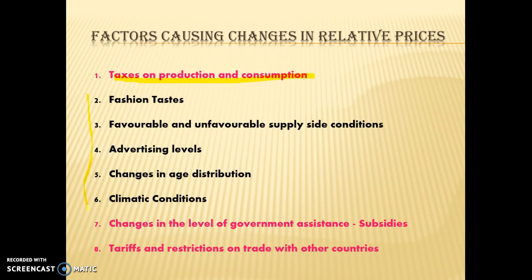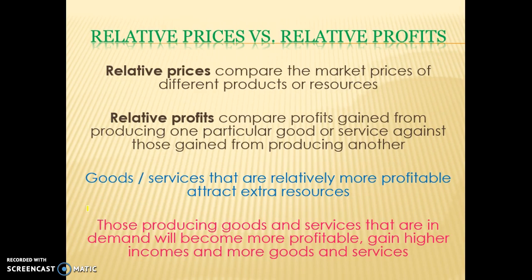Alright, this is the key slide. Relative prices compare the market price of different products or resources. Relative profits compare profits gained from producing one particular good or service from those producing other goods and services. Self-interested producers are going to shift resources into areas where they can generate the highest relative profit. Okay? And that will generally be associated with higher prices, but not always. And that's what we're going to look at in the next slide.